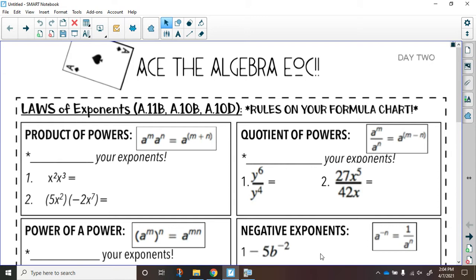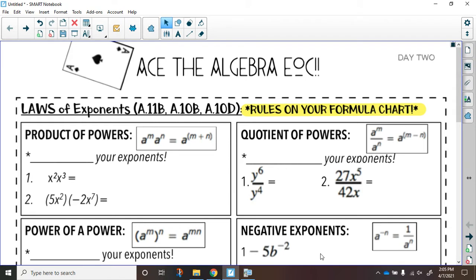Today we're going to be looking at day 2 of acing the algebra STAR. The first thing we're going to be looking at and reviewing is the laws of exponents. These rules will be available to you on your formula chart. To access your formula chart, it will be a clickable item on the computer screen within the STAR testing site.